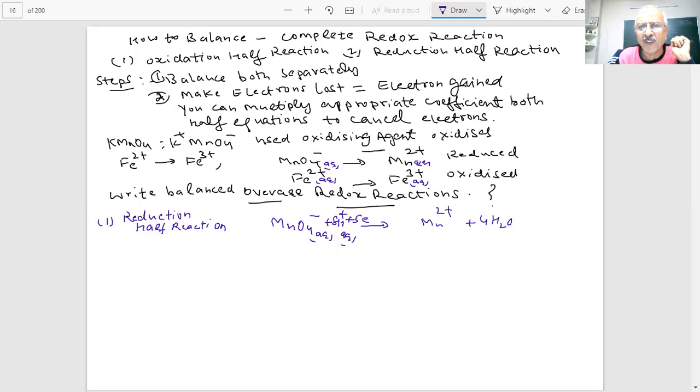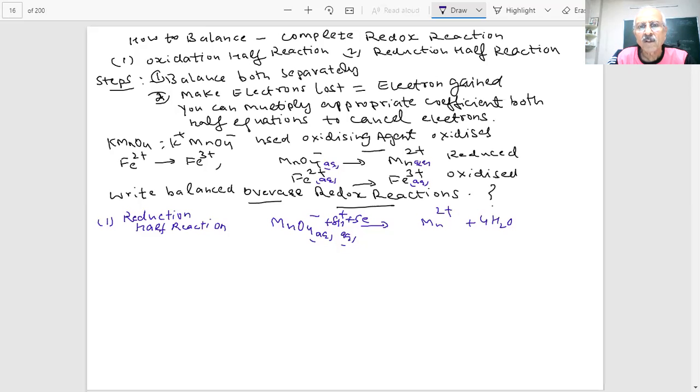Don't you see H plus? How many are there? Wait, you added 8H plus here. Why? Because the reaction takes place in acidic medium. 8H plus, 4H2O means what? Here, what will you add? Hydrogen is not balanced.